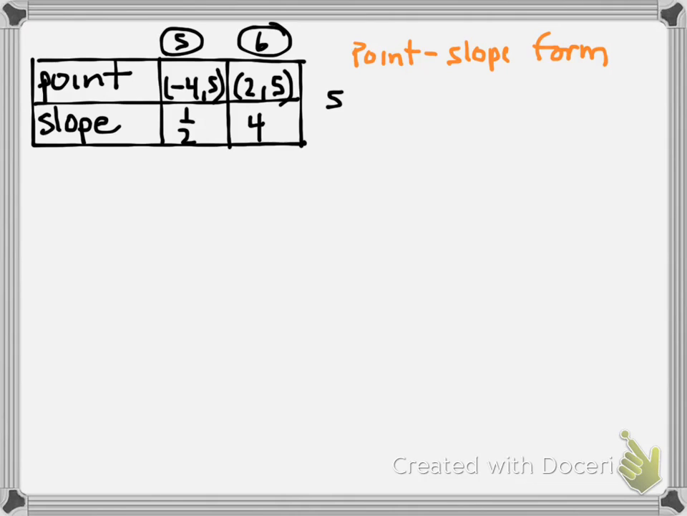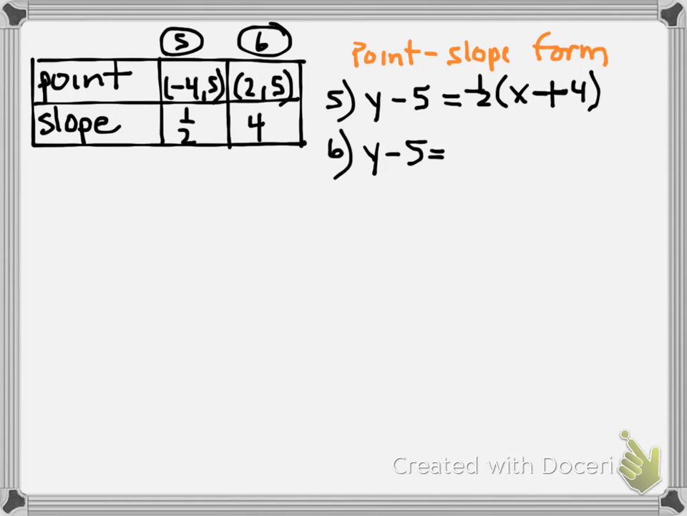So for number 5, we would have y minus the y-coordinate equals the slope times the quantity x minus the x-coordinate. Now, again, I have a double negative. I would never leave that, so you just make it one big plus. So the answer is y minus 5 is equal to 1/2 times the quantity x plus 4. So you got to watch your signs. And then last one, number 6. We have y minus the y-coordinate 5 equals the slope 4 times x minus the x-coordinate 2. So we get y minus 5 equals 4 times the quantity x minus 2.